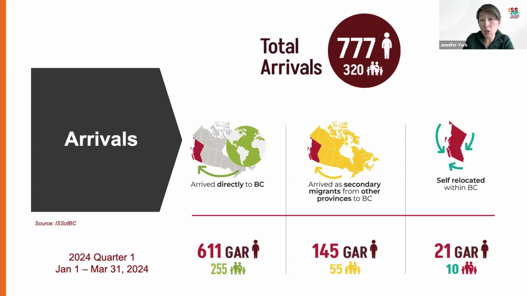government assisted refugees. So these are people who are destined to Metro Vancouver, coming through our RAP program at ISSofBC. The information that I'm showing is really just for the first quarter, just to give you a sense of what's happening in the last little while. There have been 611 individuals who have arrived directly to BC, and that's about 255 families in this first quarter.